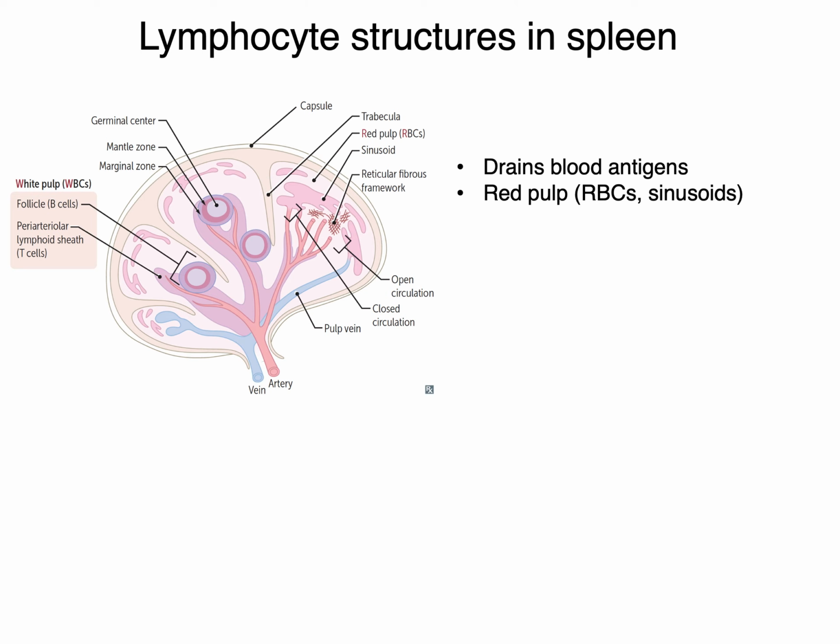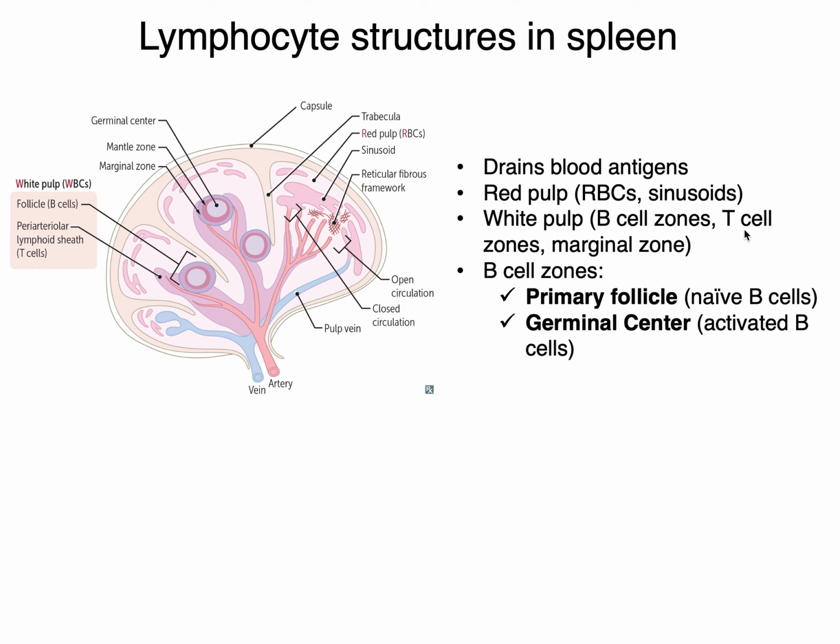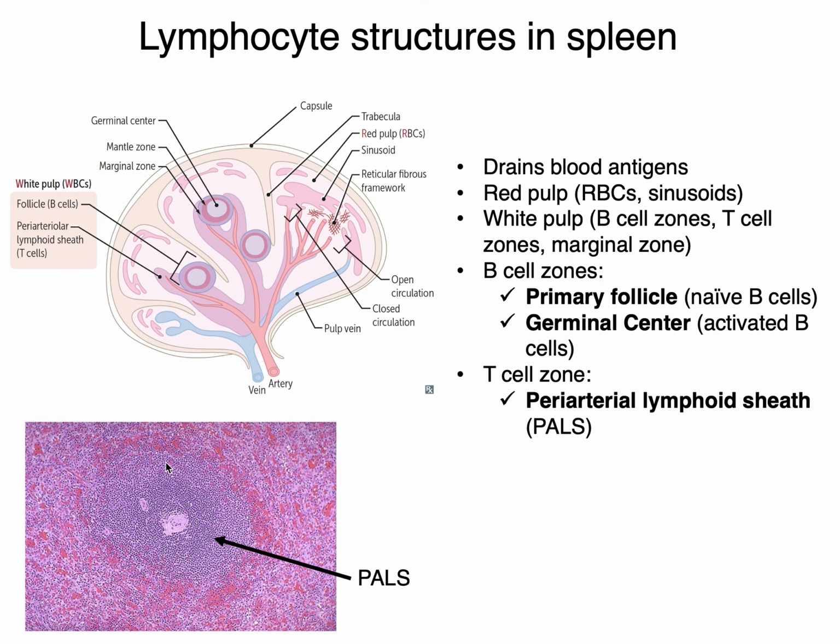The spleen drains blood antigens and is composed of a red pulp and a white pulp. I'm not going to get into the specifics of spleen anatomy other than to say that the white pulp is what contains the B cell zones and the T cell zones. And again, the B cell zones are composed of primary B cell follicles and germinal centers. But in this case, the T cell zone is called the periarterial lymphoid sheath, or PALS. And this is a sheath of cells that surrounds arterioles and is composed primarily of T cells.